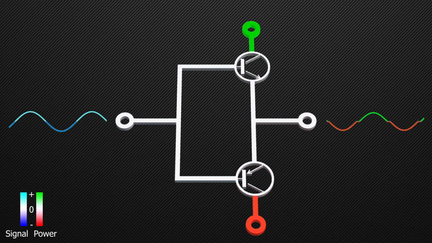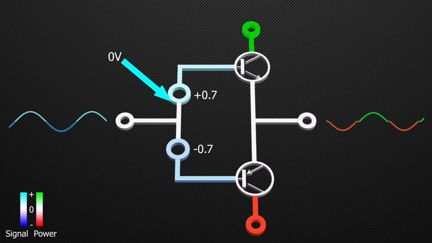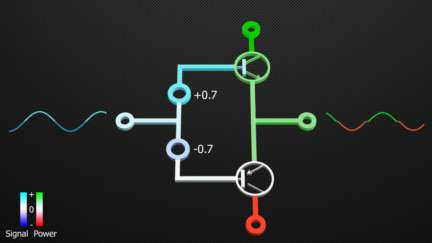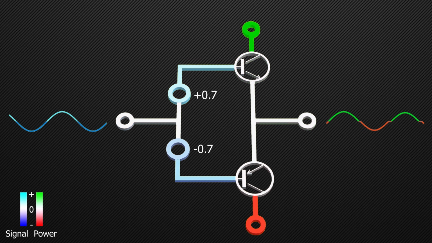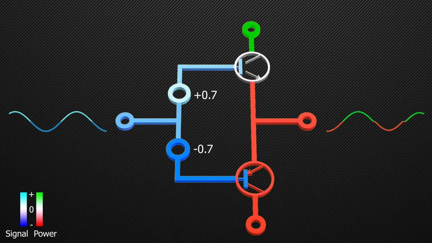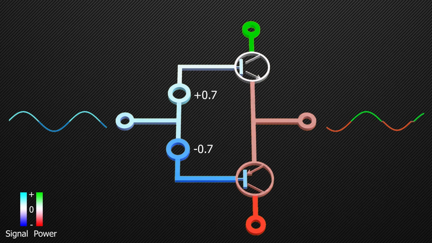Now, if we bias the input voltage, such that, when there is 0 volt at the input, we have 0.7 volts at the base of the NPN transistor, and minus 0.7 volts at the base of the PNP transistor. Thus, if the input signal increases, the NPN transistor will turn on and start conducting, and we will have the similar signal at the output. Also, the PNP transistor will be in the cutoff region. And, during the negative cycle, the PNP transistor will be on, with the output following the input.